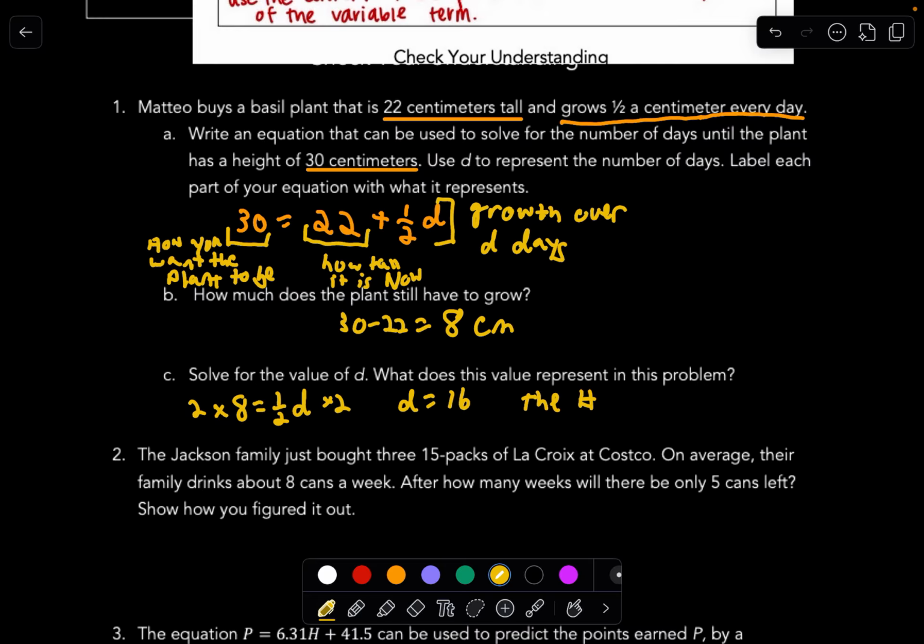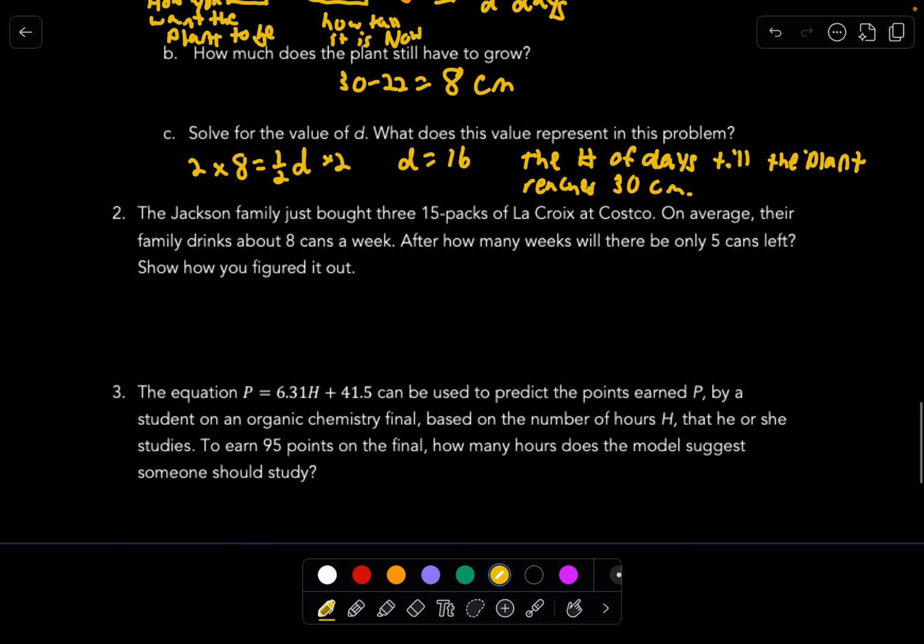D is the number of days till the plant reaches 30 centimeters. Okay. Now, here's a second one.